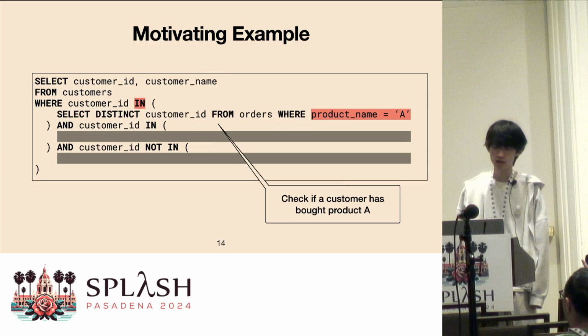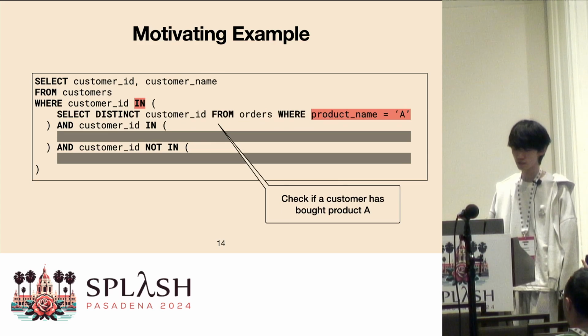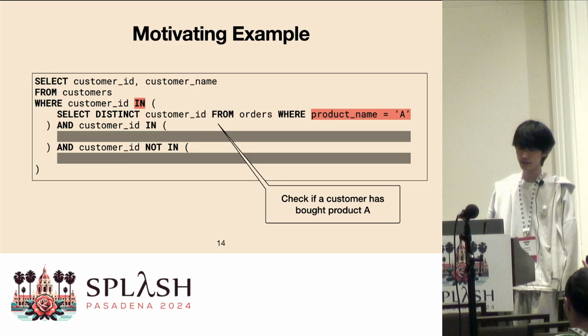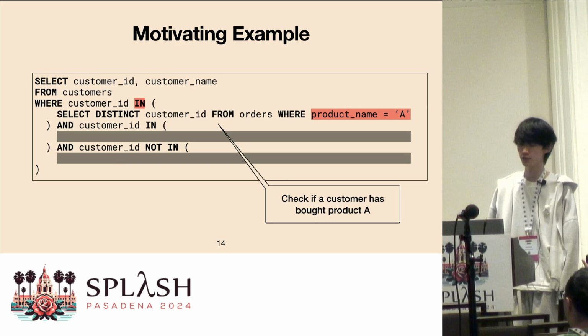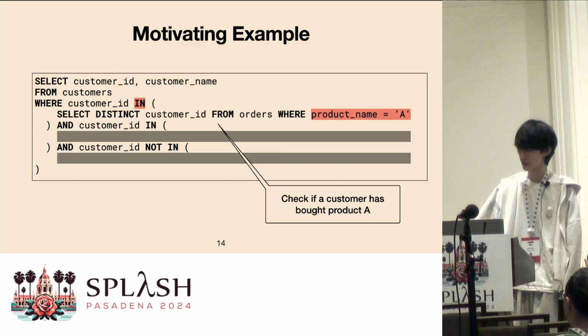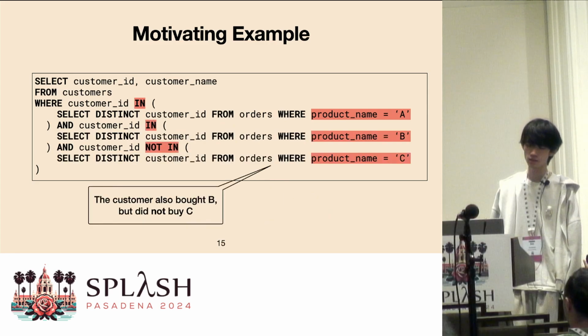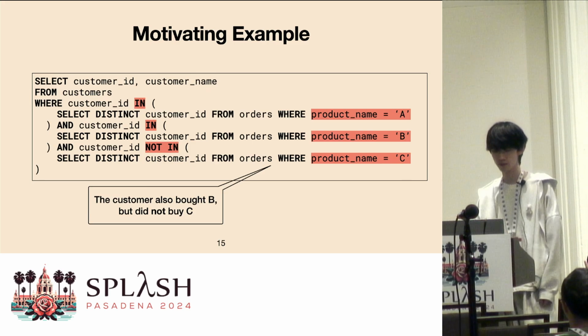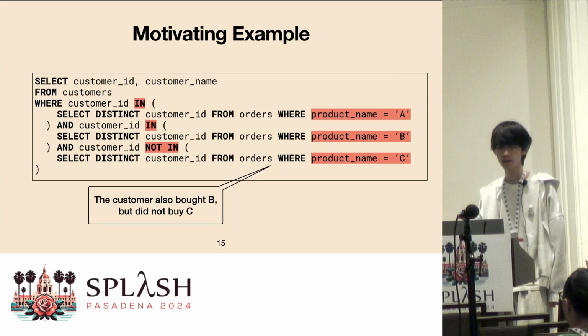The first subquery identifies all customers who bought product A before. And we use an IN expression to check if each customer is in the subset of those who bought A. And similarly, the second subquery identifies those who bought product B before. And the third subquery ensures that we exclude any customer who bought product C. And finally, the query returns all records that satisfy the conditions.